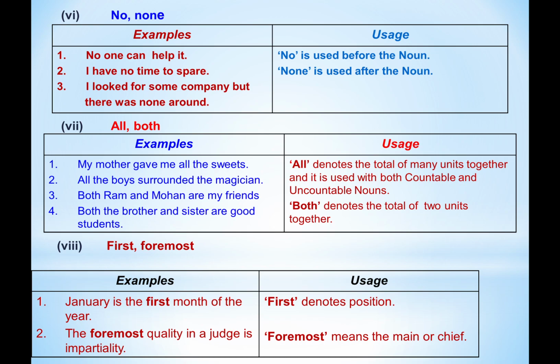No, none. No one can help it. I have no time to spare. I looked for some company, but there was none around. No is used before the noun. None is used after the noun. No person, none of my friends. None of my friends, and no friend was there to help me. So no is used before the noun and none is used after the noun.